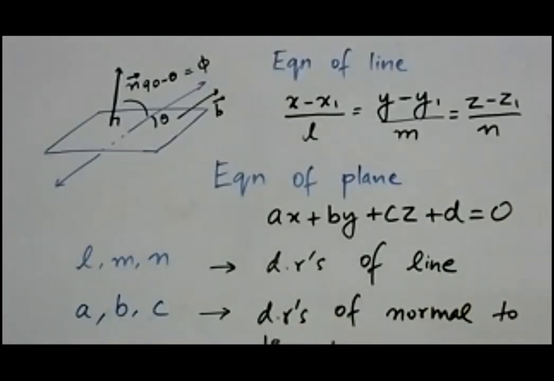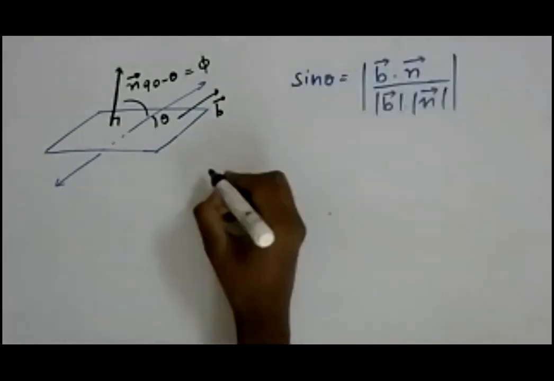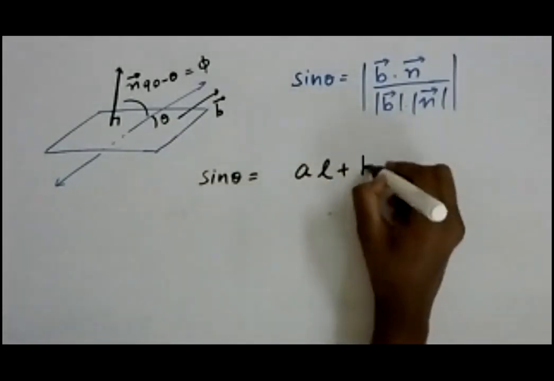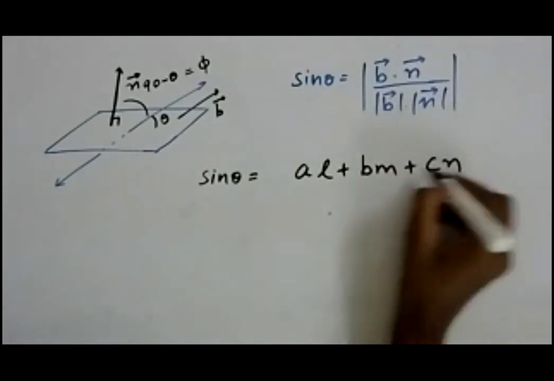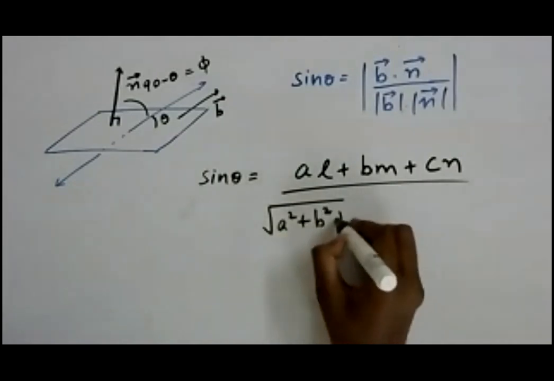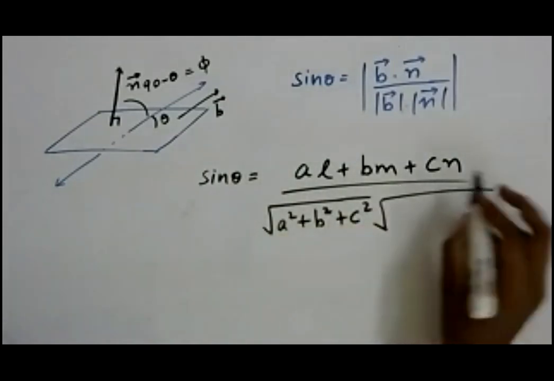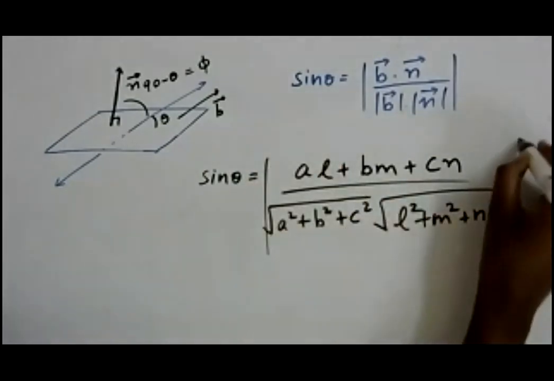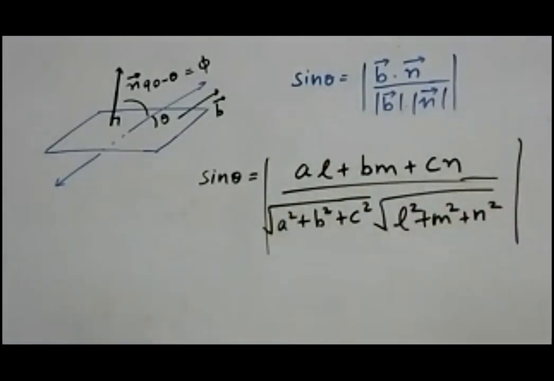With this knowledge, we can substitute these values in the previous formula. We can write sine theta as (al + bm + cn), the whole upon the root of (a square + b square + c square) times root of (l square + m square + n square), where l, m, n are the direction ratios of the line, and a, b, c are the direction ratios of the normal to the plane.